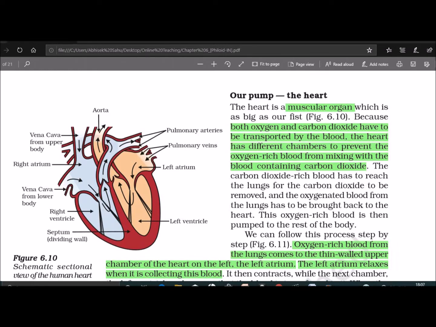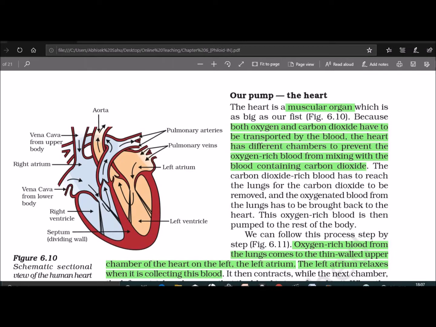There are valves between the left atrium and left ventricle and between the right atrium and right ventricle. This valve provides one-way passage and prevents the return of blood. The valves of the heart are made up of a cardiac muscle.